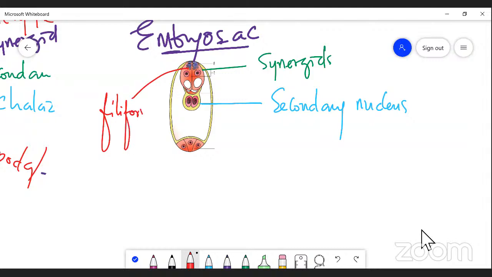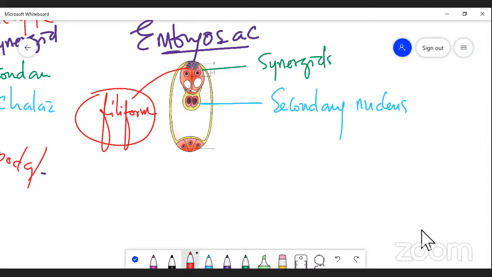A filiform apparatus is a finger-like projection found in the synergid cell, which is essential for absorption of nourishment. I mean nutrition, water and minerals are absorbed by this filiform apparatus. It is found at the center of the synergids. Sometimes the question is going to be asked: which of the following absorbs nourishment in synergids? That is the filiform apparatus, the finger-like projection that originates from the synergid cell.